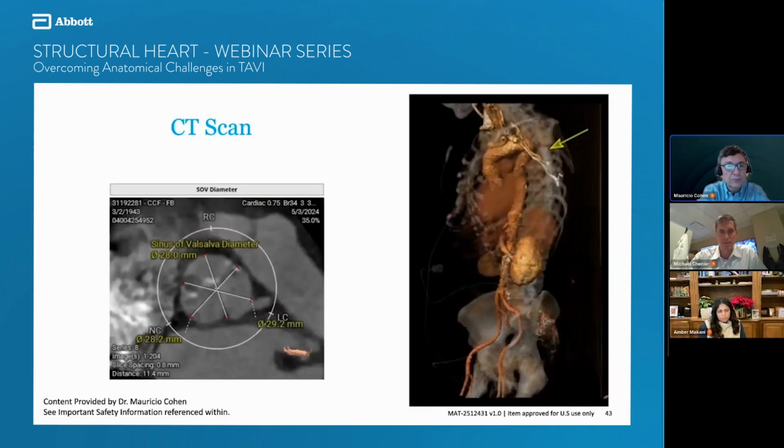Next. So here are the sinuses of Valsalva on the left side, but there's one thing pointed out by the arrow: there's an acute angle in the arch of the aorta that we felt could pose a potential problem. So let's see how things continue to go. Next slide, please.